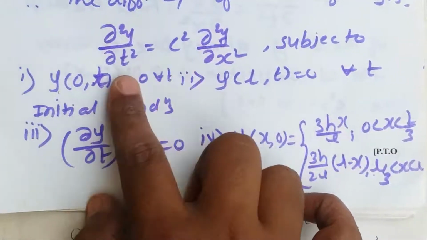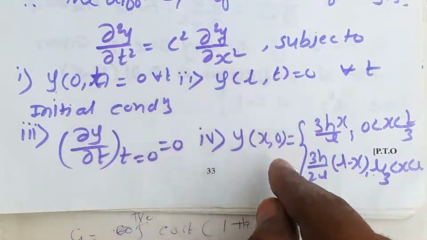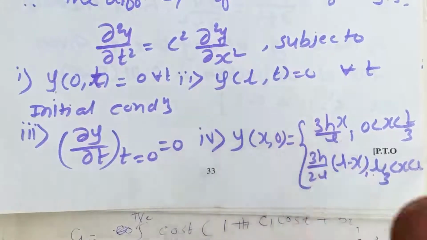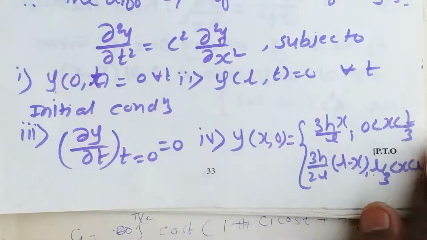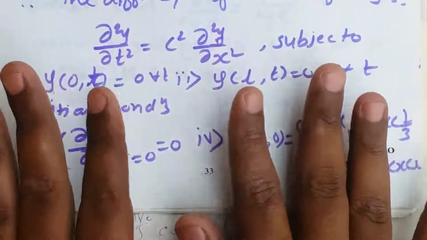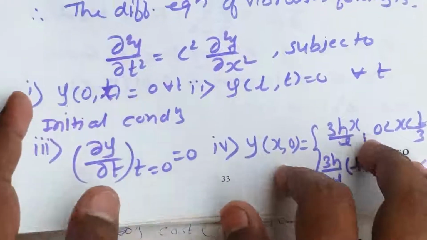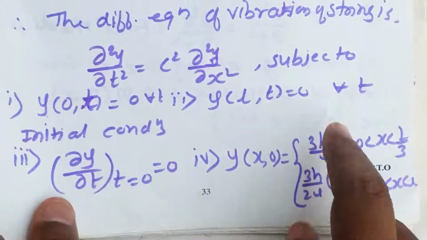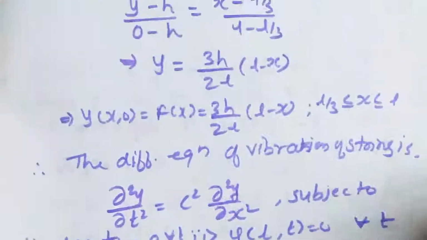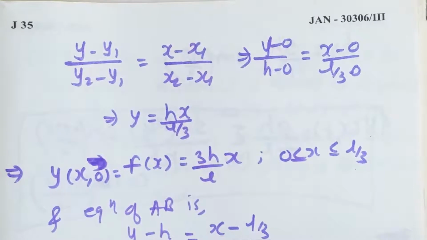First you use this condition, then this condition, then this condition, and this condition. At the end you need to do the calculation for Bn using Fourier coefficients. So I am leaving this problem for you. You complete it after this step. Up to this step, how to get this y(x,0), that I have discussed using the slope, the 2-point form of the equation of a line.